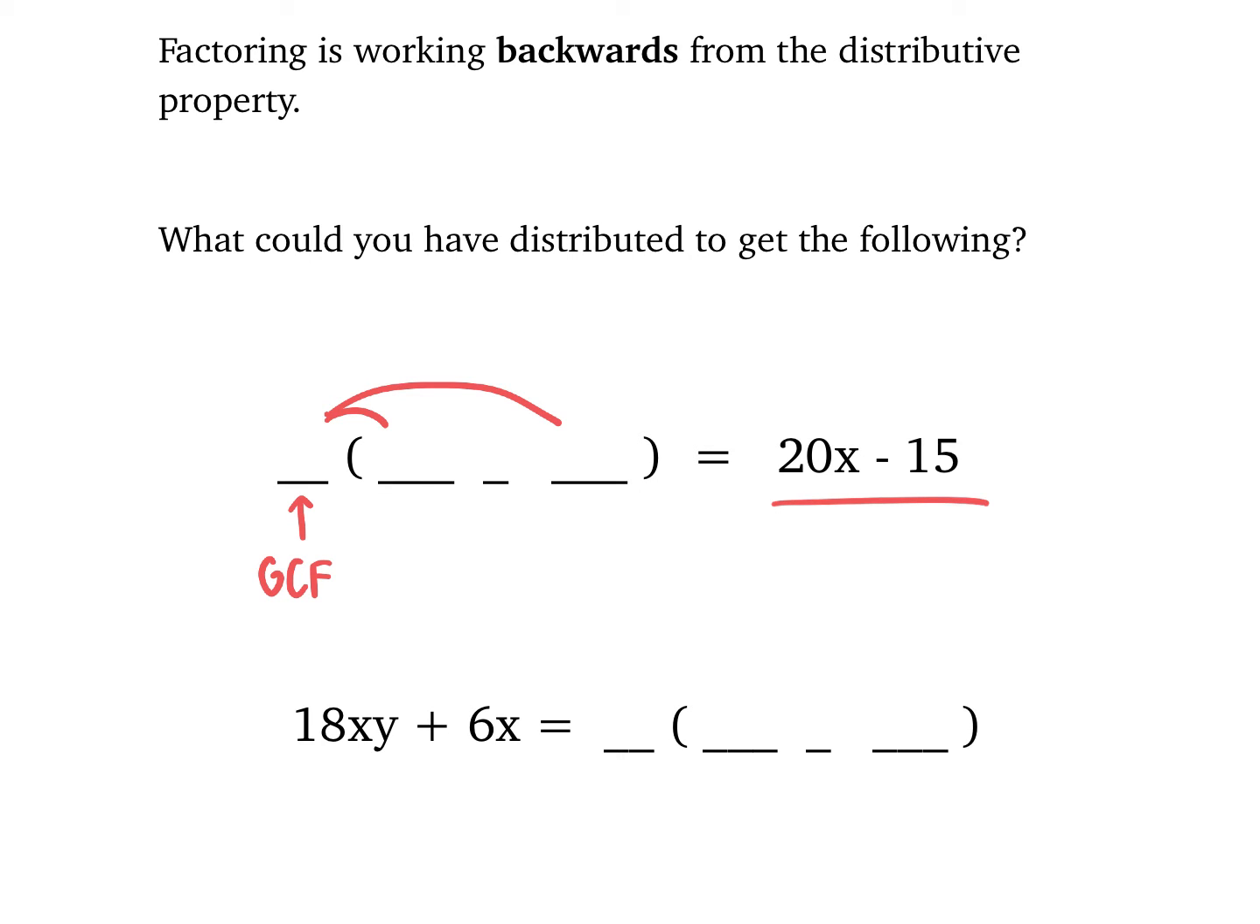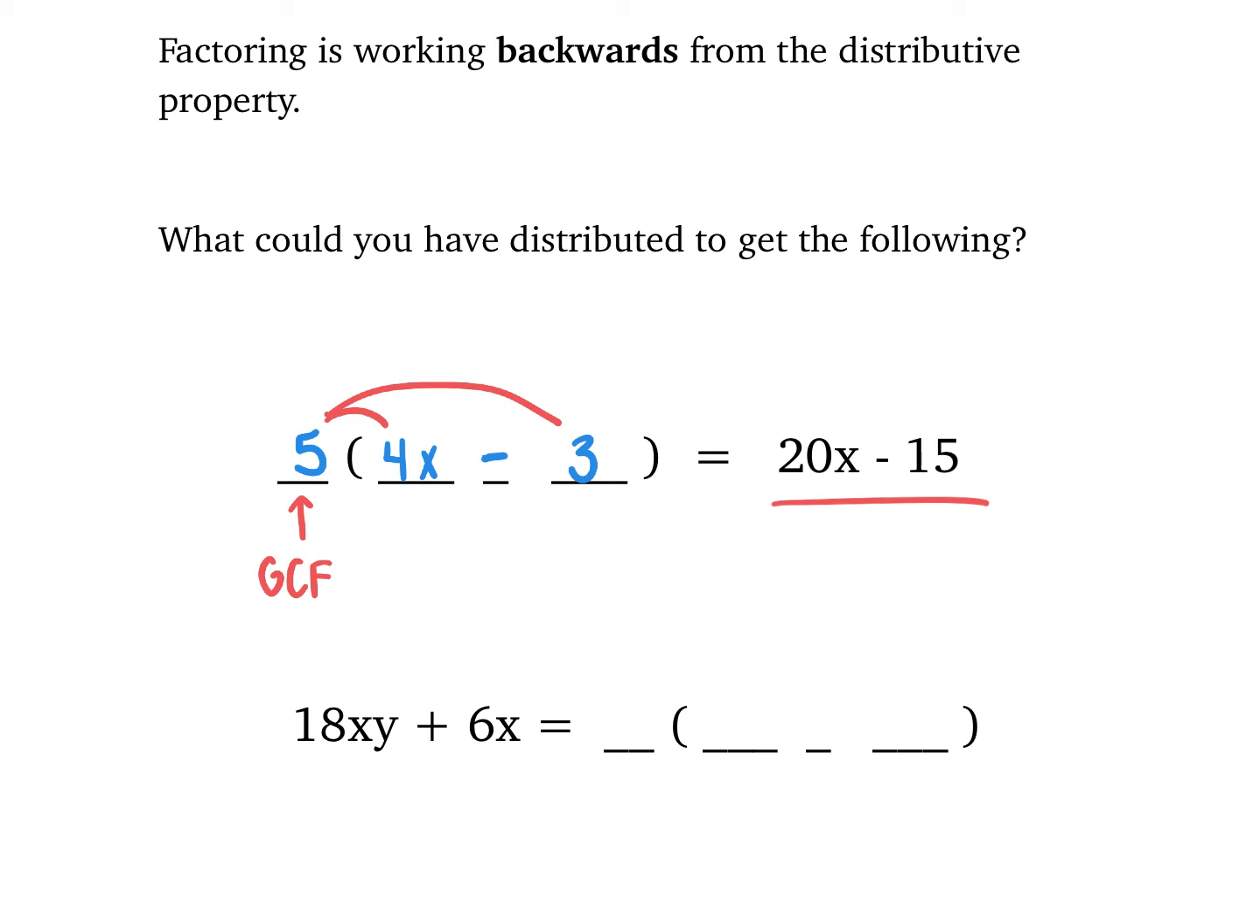So between 20x and this minus 15, the greatest common factor between those would be 5. That's because 5 goes into both 20 and 15. Notice I didn't put 5x, and that's because both terms don't have an x, so that is not something they have in common. Now, think distributing is being multiplied. So what can I multiply 5 by to get 20x? Well, definitely 4 to get me to 20, and then I would need that x there as well. To get from 5 to this minus 15, I need to multiply by 3, and then to get me that minus sign, I would need to have a minus sign in here.